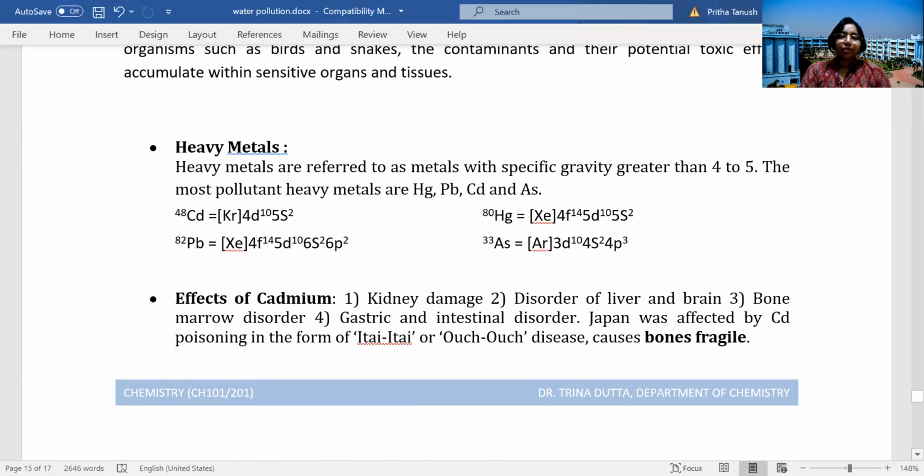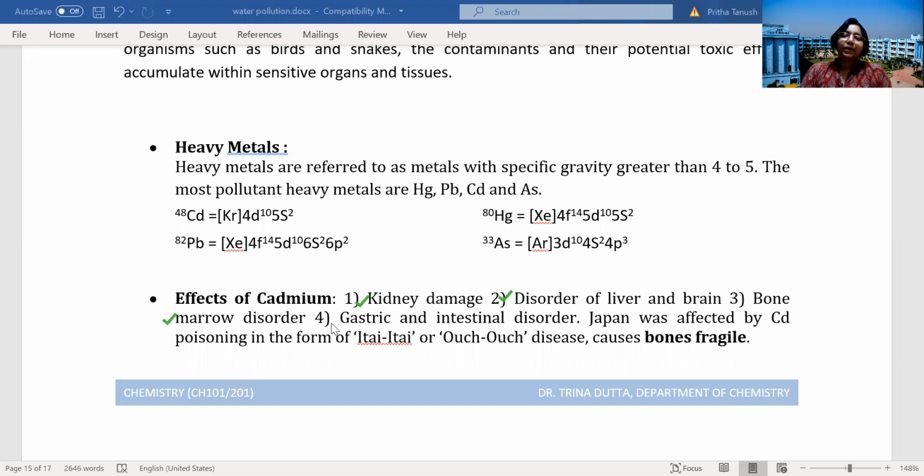So effects of cadmium: kidney damage, disorder of liver and brain, bone marrow disorder, gastric and intestinal disorder, etc. And different diseases like Itai-itai, this disease is caused by cadmium.